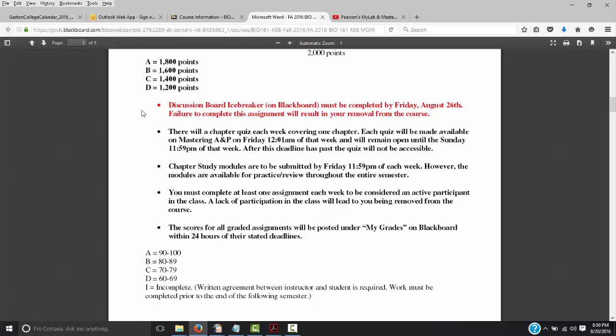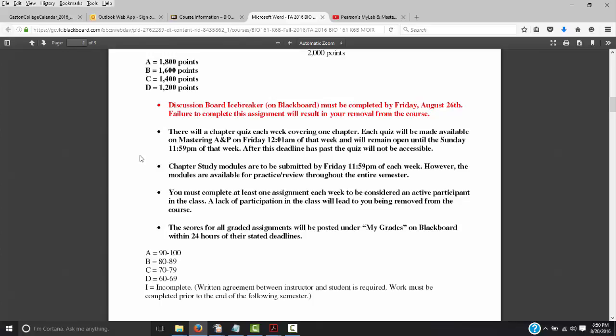It doesn't matter if you do it Monday or Thursday or Friday morning, as long as it's submitted by the 26th, before midnight. If you fail to do this assignment, you will be removed from the course. And that's not my policy, that is the college's policy for online courses. You must have an assignment due within the first few days of class. So for this course, I chose it to be Friday the 26th. And when we get back to Blackboard, I will show you exactly where to fill out this assignment.